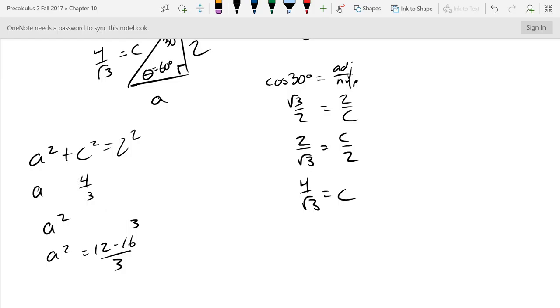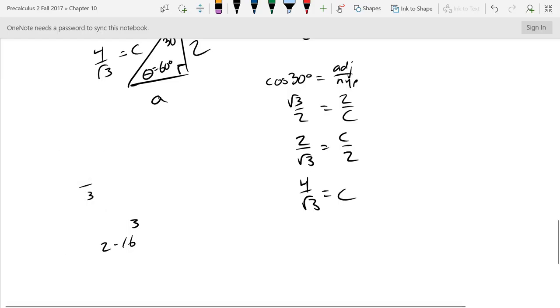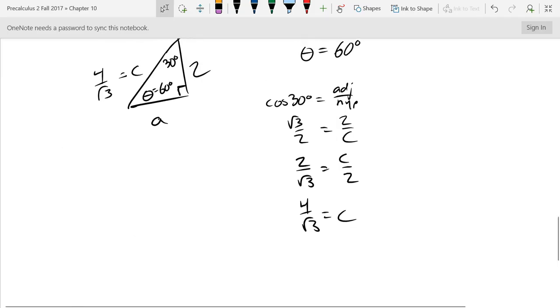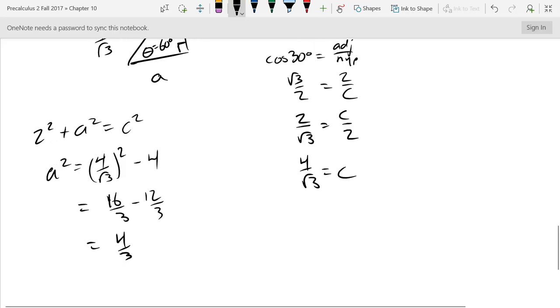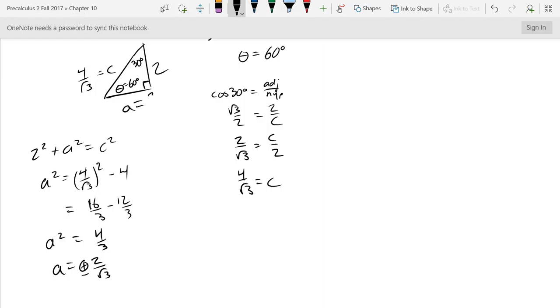So I mixed the sides up here. So it should be 2 squared plus a squared equals c squared. And on these problems, you're always going to go with the positive if you get a square with a plus or minus. In the real problems, you're always going to count the sides as positive.